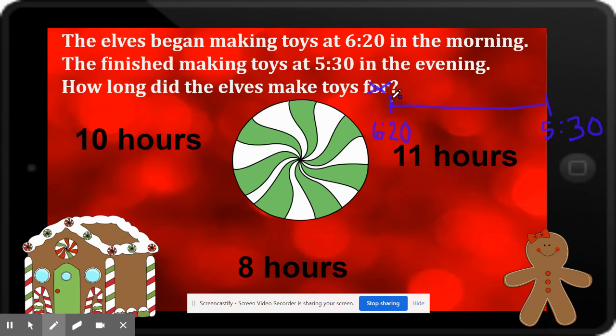Okay, so 6:20, 7:20, 8:20, 9:20, 10:20, 11:20, 12:20. Okay, this is that 12:20 mark. Then 1:20, 2:20, 3:20, 4:20, and it should say 5:20, but we can see that they not only did hours on this one, but they did 10 more minutes as well. So the answer should be 1, 2, 3, 4, 5, 6, 7, 8, 9, 10, 11 hours and 10 minutes.